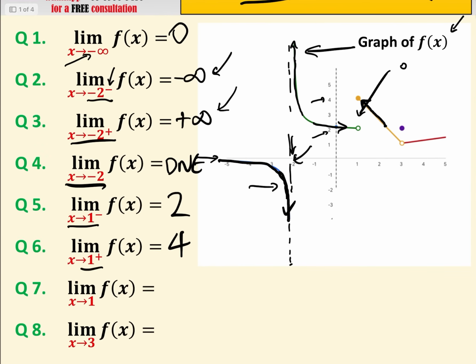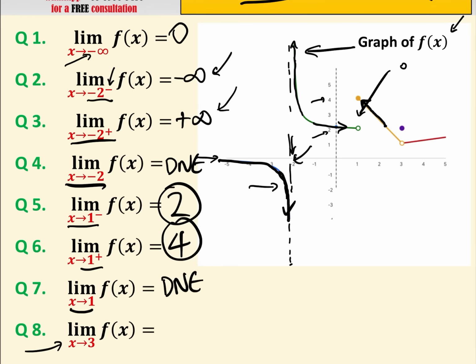Let's have a look at the 7th question and the 8th question. Question number 7 is now saying, what's the limit as x approaches 1? Well, when x approaches 1 from the left and when x approaches 1 from the right are different, therefore the limit as x approaches 1 does not exist because they must approach the same number. And there's a very good example in question 8.